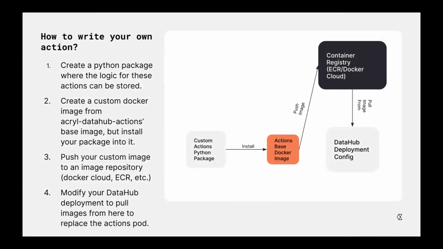So now that you've seen some examples, this is how you write your own. So first, you have to have a Python package where the logic for these actions can be stored. And then you create a custom Docker image from the actual DataHub Actions base image and install your package onto it. We then push that image to an image repository like Docker Cloud or ECR. We use ECR. And then modify your DataHub deployment. For us, that's a Helm chart. Since we use EKS, we use a Kubernetes deployment. Then you pull the image from there rather than from the actions pod that Docker provides.